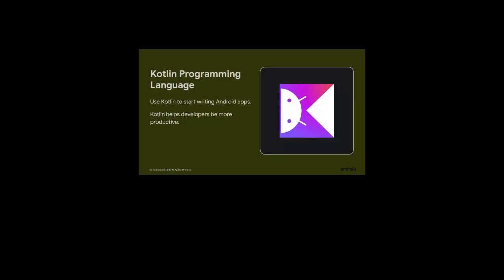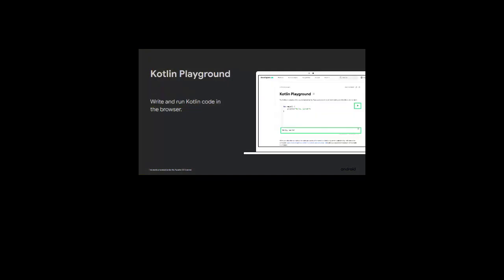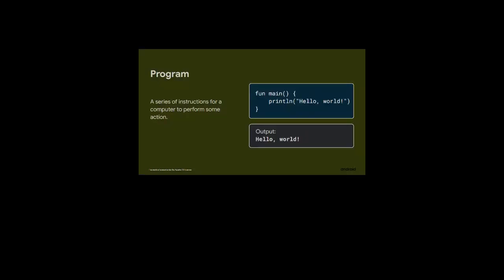So first we'll start with Kotlin. In order to test your Kotlin code, you'll be in the code labs. You'll be able to run the Kotlin code. It's called Kotlin Playground, and I'll also put links to everything. Let's get started with the first topic. You all know what a program is, right? It's basically just a series of instructions that you provide to a computer, and it will execute it.